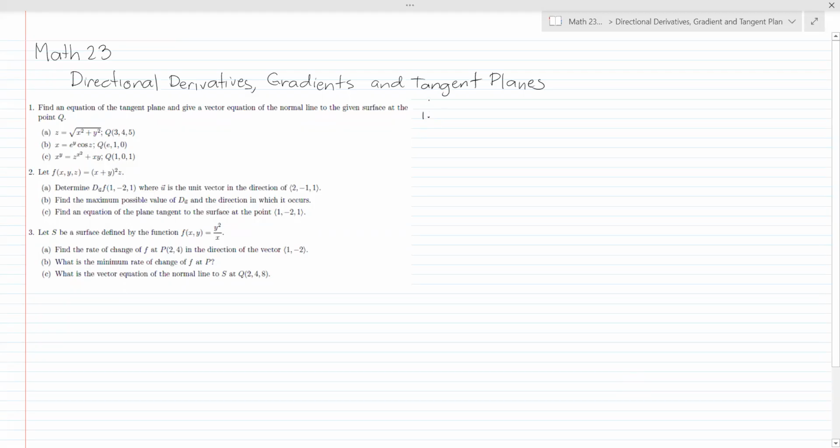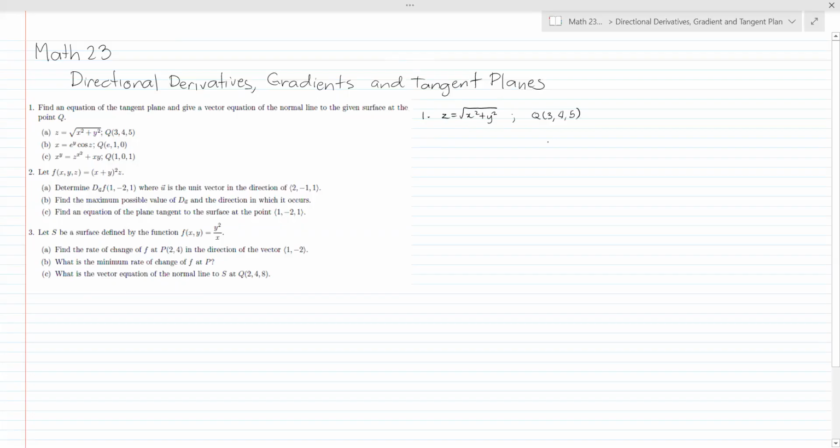So find an equation of the tangent plane and give a vector equation of the normal line to the given surface at the point Q. So for number 1, we have z is equal to square root of x squared plus y squared, and at the point 3, 4, 5.